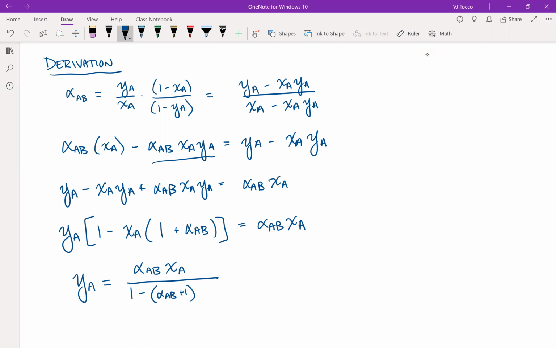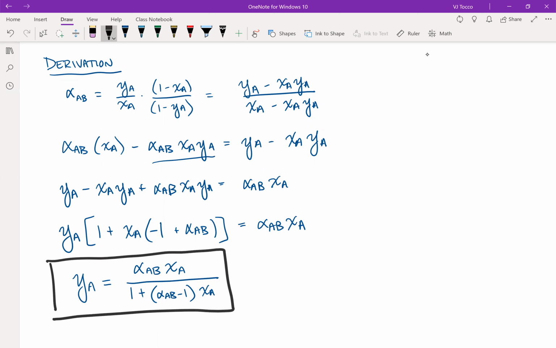Actually, I'm going to change it to make it a plus and a minus. This is how it's oftentimes written. I should not have taken out the negative, right? So I could equivalently have said 1 plus alpha AB minus 1, times Xa. And this is my expression, y as a function of x with the single parameter alpha.